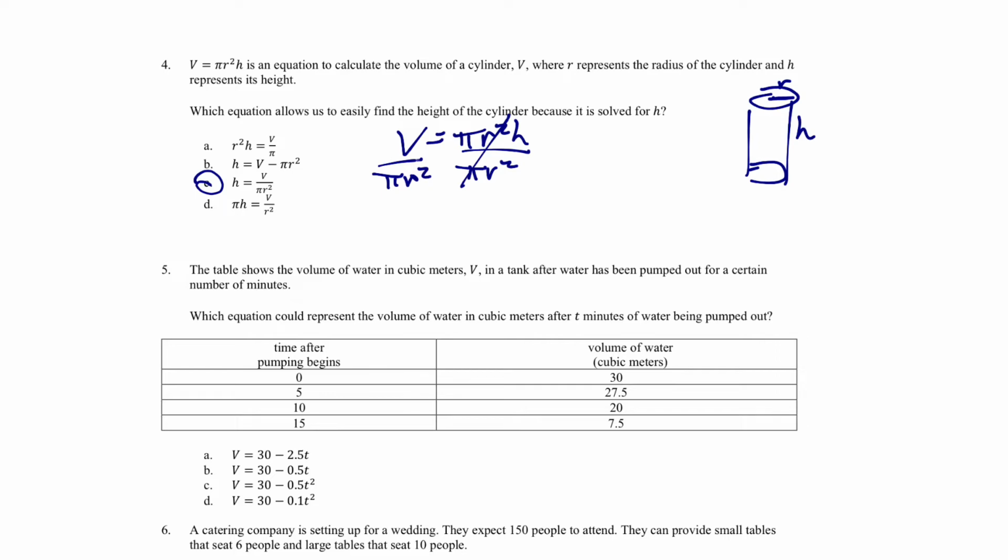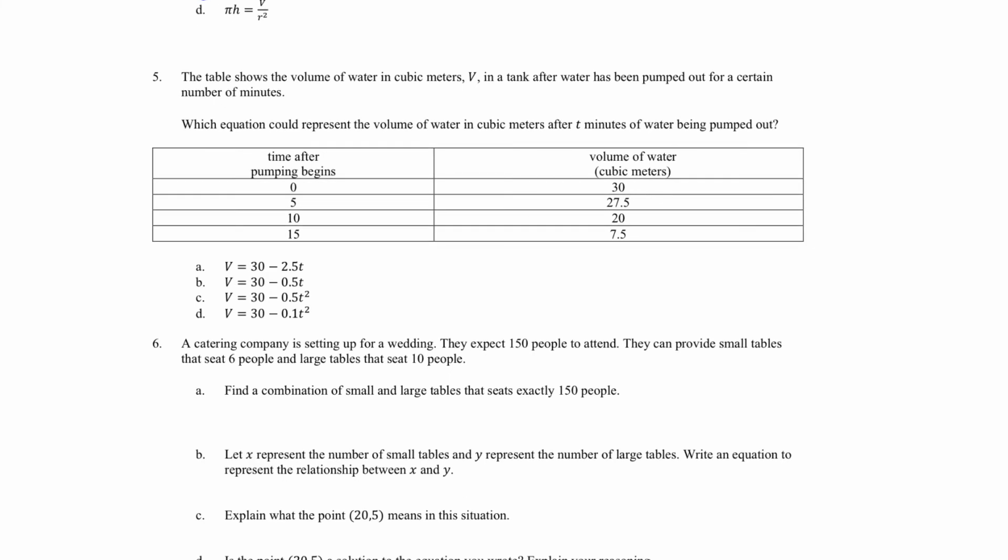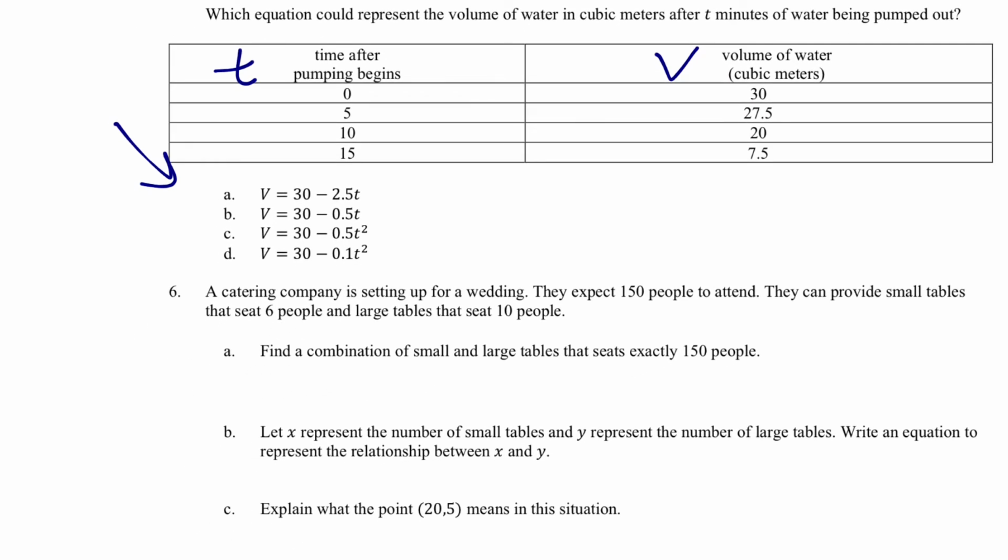All right. Number 5 says the table shows the volume of water in cubic meters V after a tank has been pumped out for a certain number of minutes. Which equation could represent the volume of water in cubic meters after T minutes of water being pumped out? So really what you're doing is, here is T, here is V, and you want to go ahead and plug these numbers into these equations to see which equation will work. Again, something that you completely can do without me. So go ahead and plug those numbers in for V and T, substitute, and see what you get.